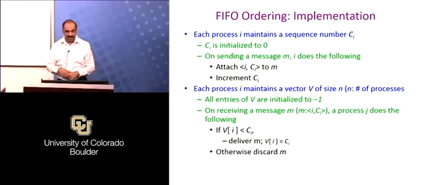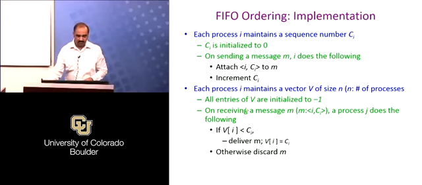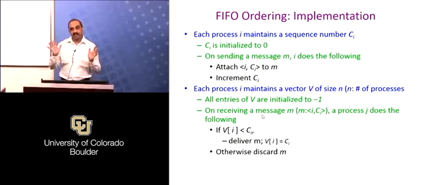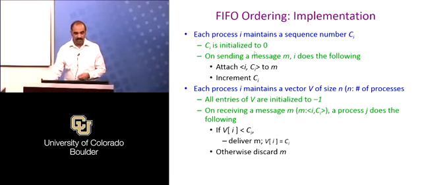And that's described in words here, but that's the general idea. You maintain a sequence number C_i, initialized to 0. When you send a message, you include the timestamp, which is the counter value. And when you receive a message, you deliver that message based on this.